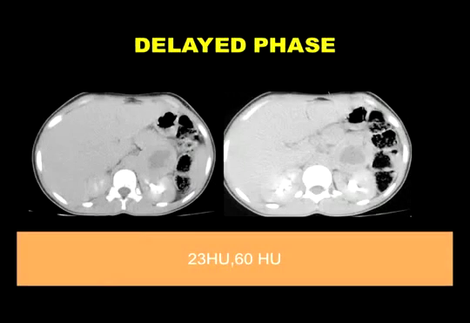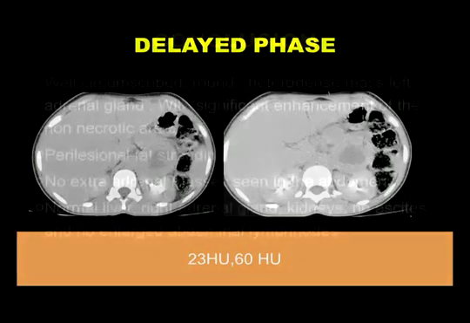So in the delayed phase, we see the mass loses contrast. We call it washout. So when you take the density of the solid area, it washed out up to 60 Hounsfield units, which is important in differentiating adenomas and phaeochromocytomas. You can calculate the relative washout and the absolute washout.